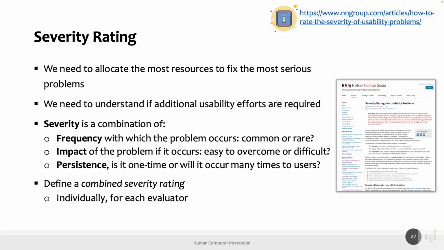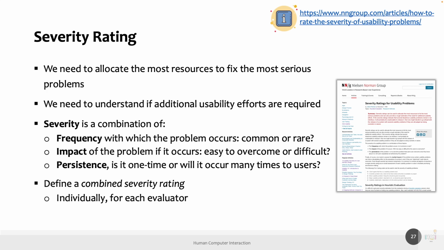And what about severity rating? Of course, the design team needs to allocate resources to fix the bigger problems. Severity here is a combination of 3 things mainly. So the frequency. Is the problem rare or common? Is the design problem present in all the pages of your prototype, or is it specific to a single page? The impact of the problem.